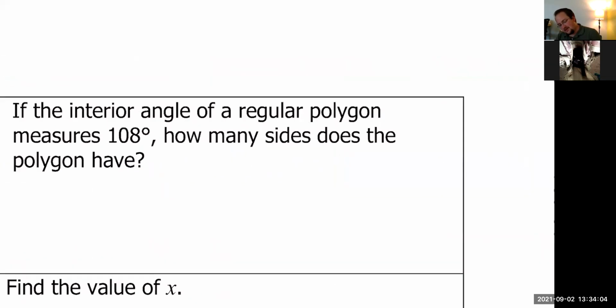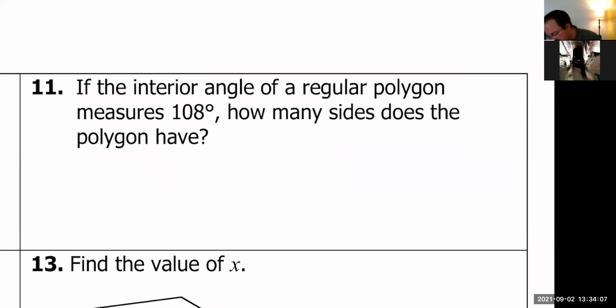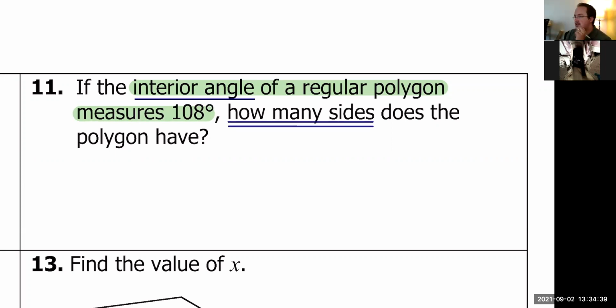I said I wanted to do number 11 simply because this one is very sneaky, because what it gives me is that the interior angle of a regular polygon measures 108 degrees. Less emphasis on interior angle. If I look back on the previous page, I said that in order to find the number of sides, you need to divide not by the interior angle measure, you need to divide by the exterior angle.